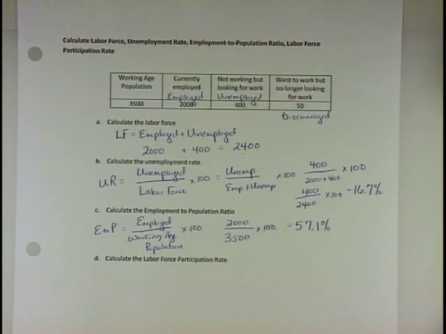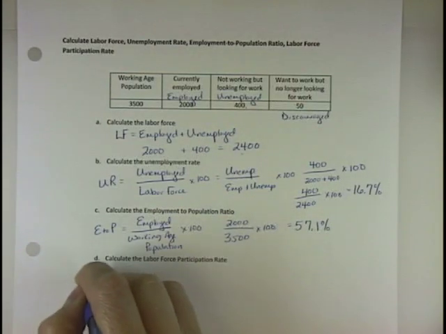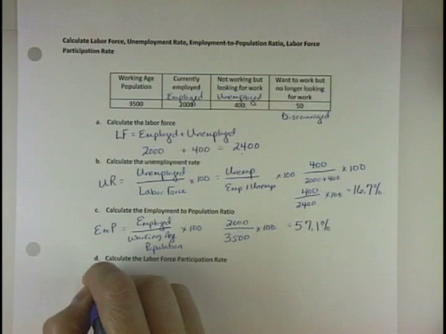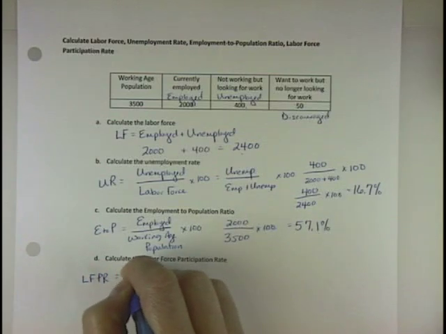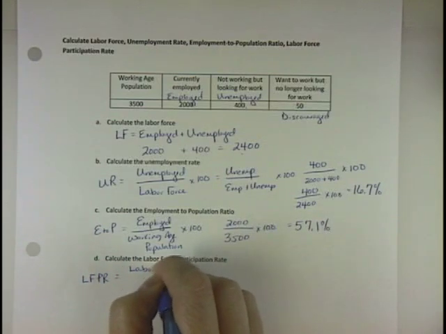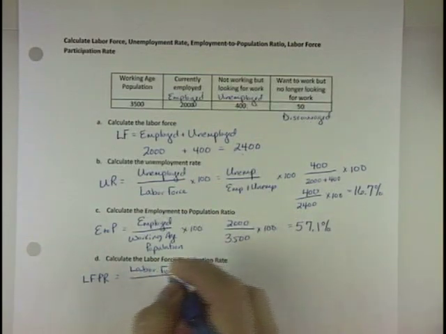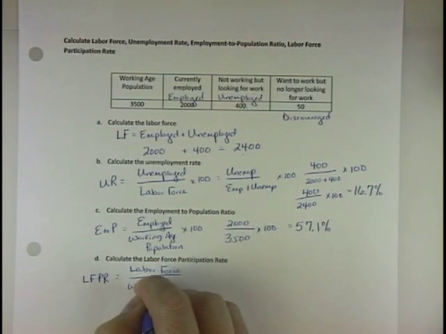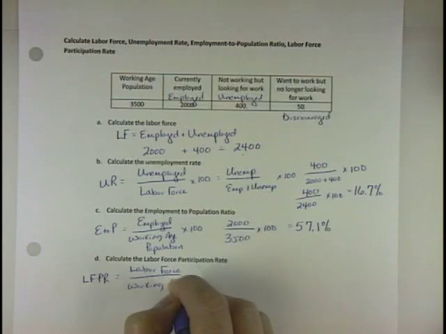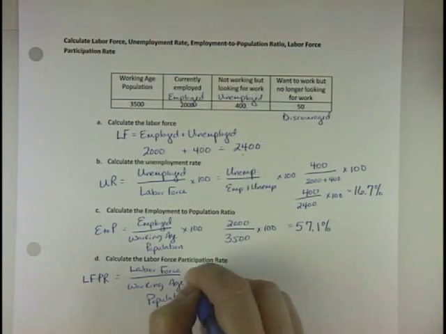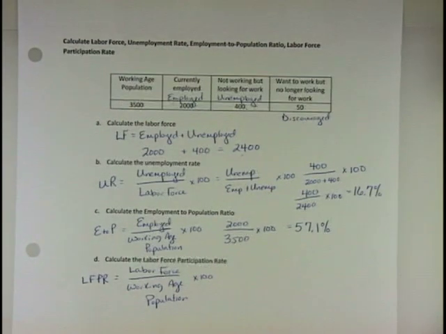Okay. Now the last statistic we want to calculate is the labor force participation rate. Labor force participation rate, and that's going to be the labor force divided by the working age population. We're going to multiply that by 100. Okay, that's going to tell us what percentage of our working age population either has a job or is unemployed.